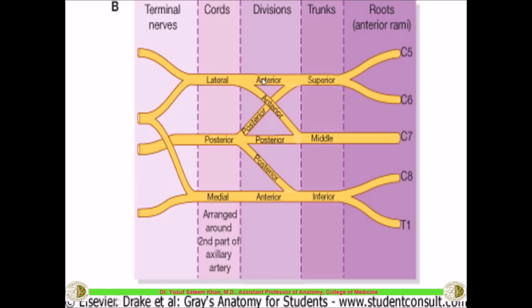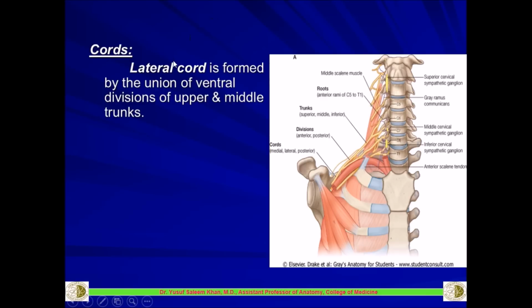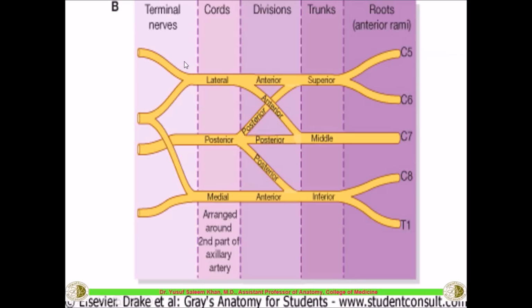So the division here of the upper trunk into anterior or ventral division, and the ventral division of the middle trunk will join to form something called the cords. This is called the lateral cord. So the anterior division of the superior and the middle trunk will join to form the lateral cord.